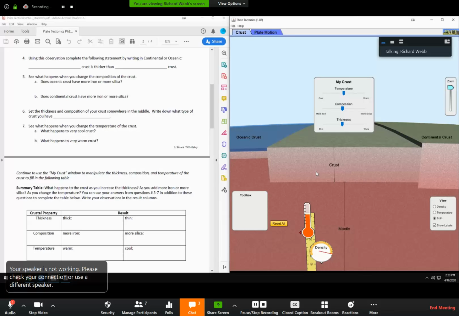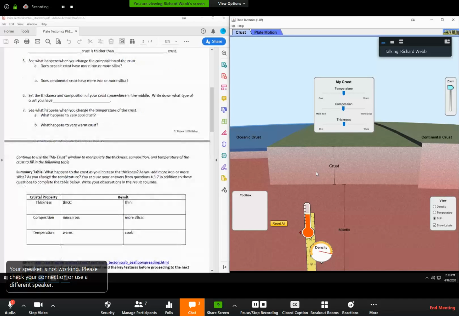So what I recommend is over here to the right-hand side, you record what happens when you change the composition. So then underneath A and B, you can actually put in, this is what the oceanic has, and this is what the continental has based on what you saw changing. And then set the thickness and composition to the middle and write down what happened, what type of crust you have. So what type of crust would it be right now? Above water or below water is the key thing. Above water, continental, below water is oceanic.